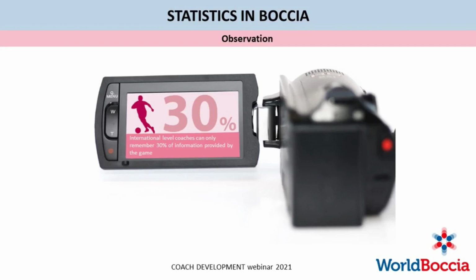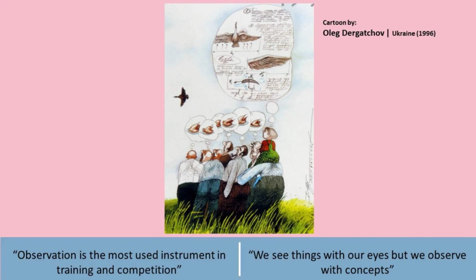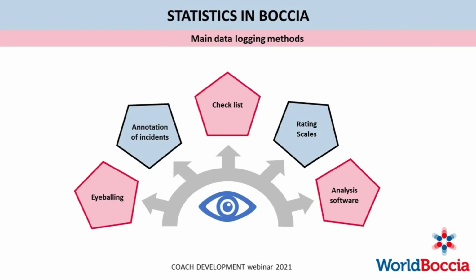Some authors say that international level coaches can only remember a maximum of 30% of the information provided by the game, indicating that naked eye observation has a very low precision and little validity. Looking is for sure good, but it may not be enough to observe with attention and see beyond the obvious. All of us, as coaches, would like to be like that child, seeing more than what is in front of our eyes. And one more time, statistics can help us to see better.